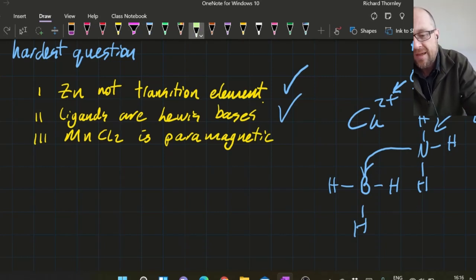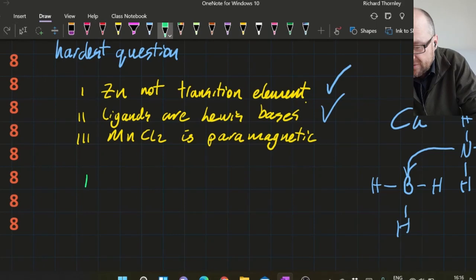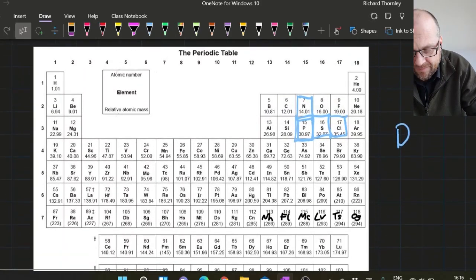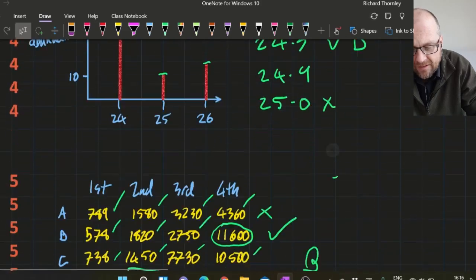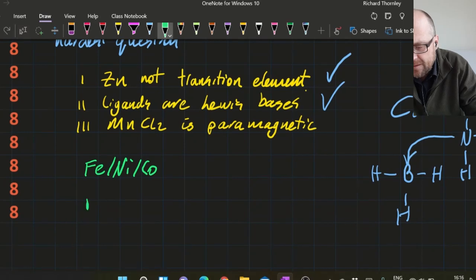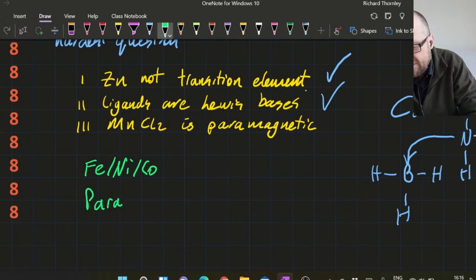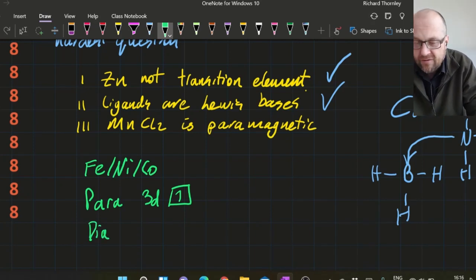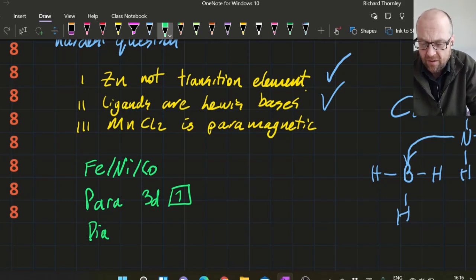Paramagnetic. Well, good luck remembering that. I can only remember that because I did the experiment. So what have you got? You've got iron, nickel, cobalt. It's those 3 next to each other. Those are ferromagnetic. And then the next one was paramagnetic. Paramagnetic means that in the D block, in the 3D, there's at least one lone electron. At least one. And diamagnetic means there's no lone electrons in the D block.